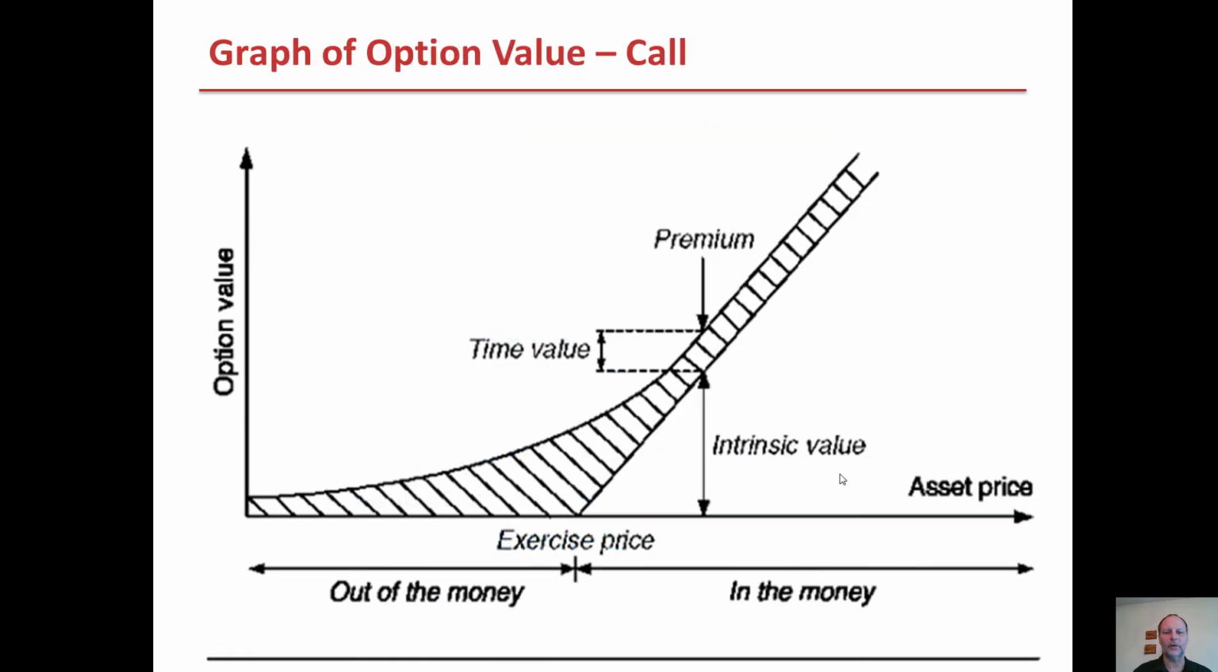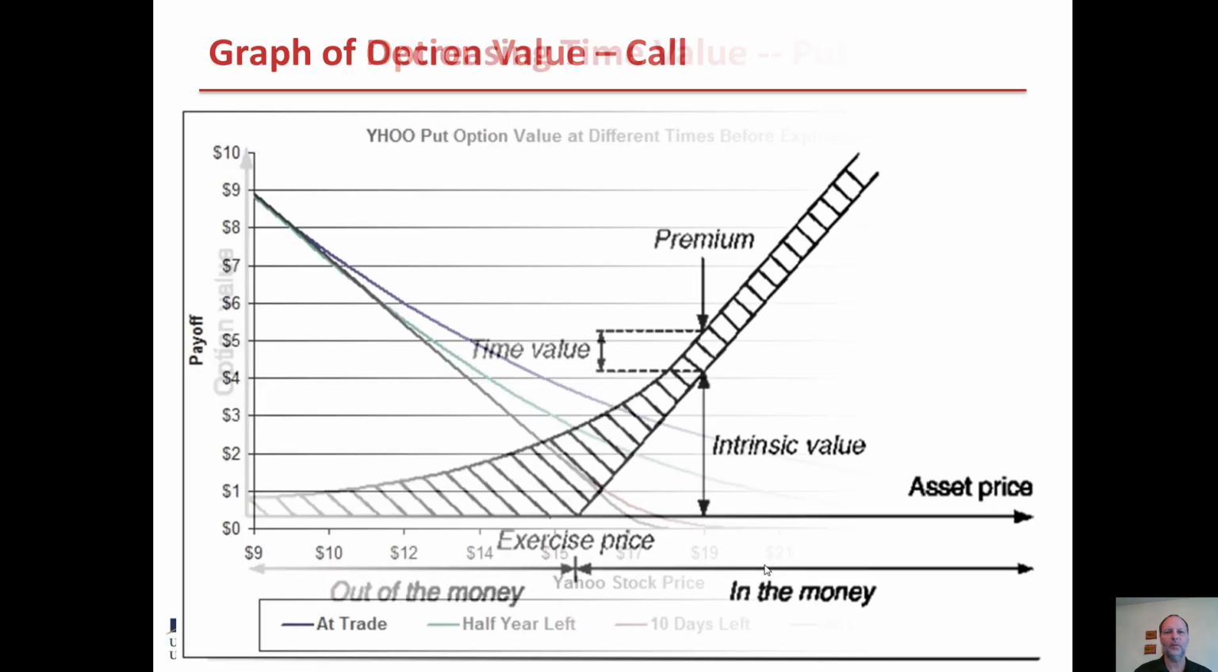We can see a graph of this for a call option. This line here is the intrinsic value, 0 or S minus X, and to that we add a time value to get the total value of the call option. And each day, this time value will decrease until on the day of expiration, the value of the option is just the intrinsic value. Again, for a call, if the stock price is down here below the strike price, that would be out of the money. If the stock price equals the strike price, that's at the money. And if the stock price is above the strike price, that is in the money.